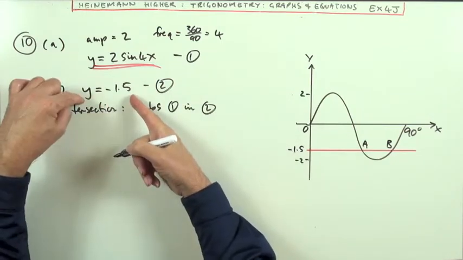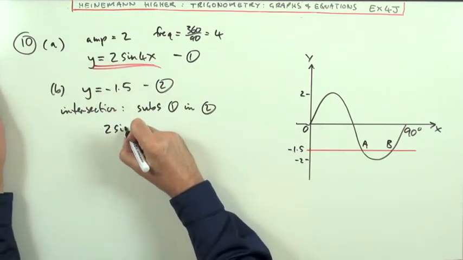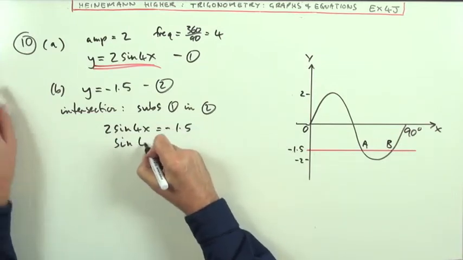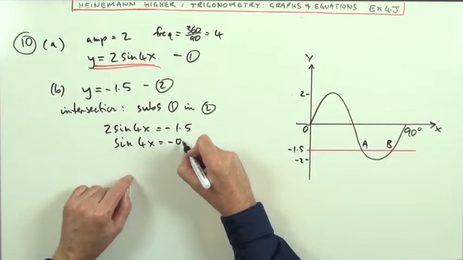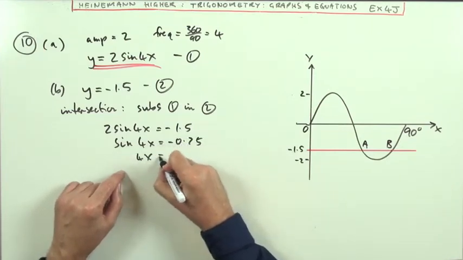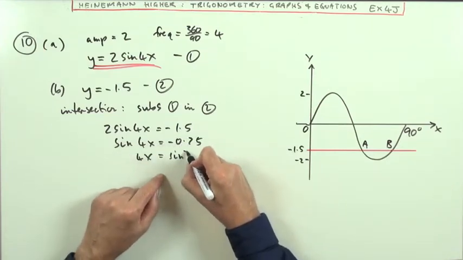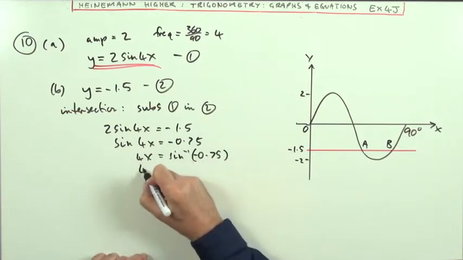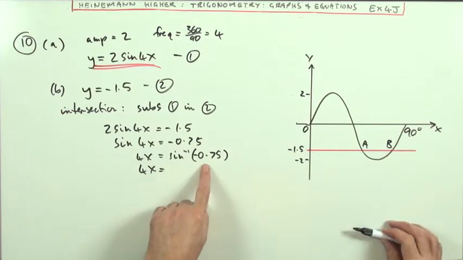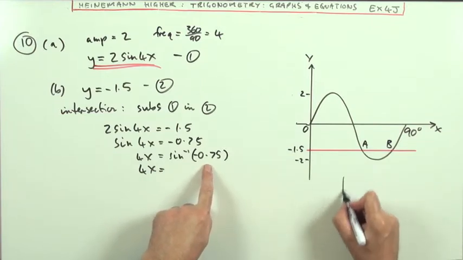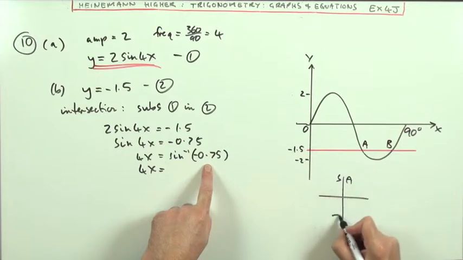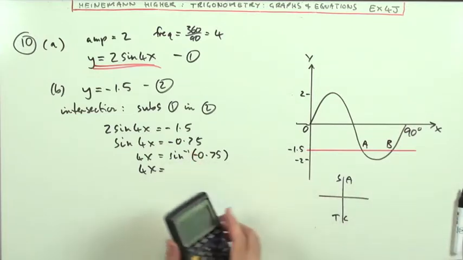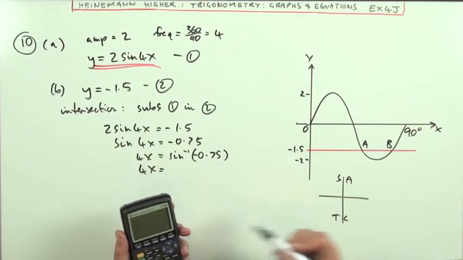So I'm writing out 2, and instead of y I'm going to put 2 sine 4x equals negative 1.5. So sine 4x is going to be negative 0.75. So 4x is going to be inverse sine of negative 0.75. So 4x will be whatever two answers I get from this. So I'm going to draw a CAST diagram, all, sine, tan, cos. The CAST diagram will take care of the negative. I just need inverse sine of 0.75.